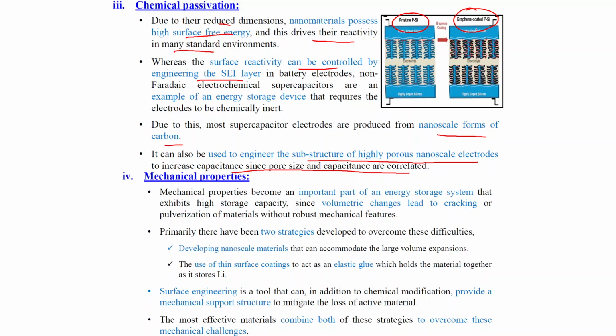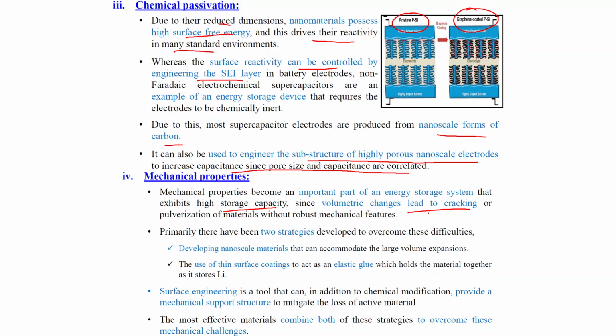Now coming on to mechanical properties, how these nanostructures play a crucial role in increasing the mechanical properties. The mechanical properties become an important part of an energy storage system that exhibits high storage capacity, since volumetric changes lead to cracking. As you might know, all these energy storage devices have this cycle of charging and discharging. During each charging and discharging, a volumetric change takes place.